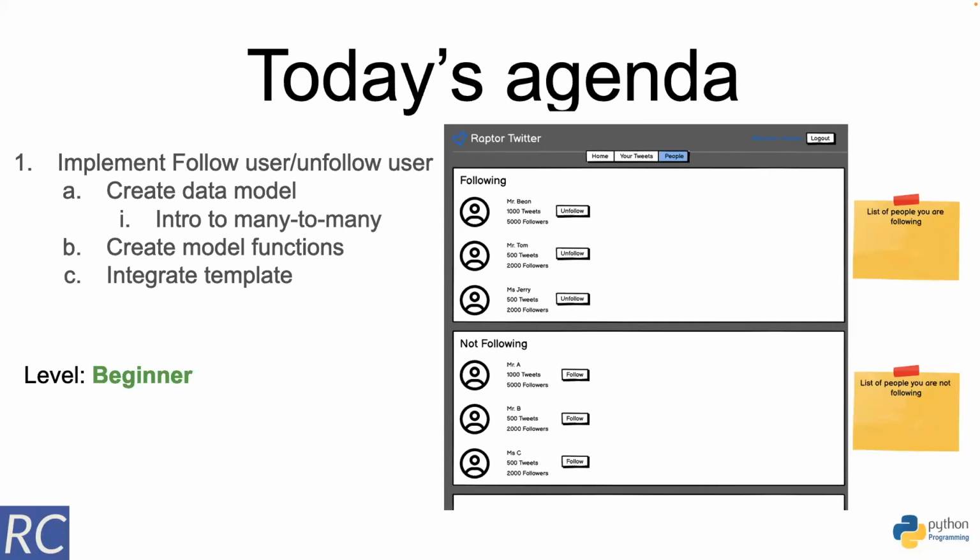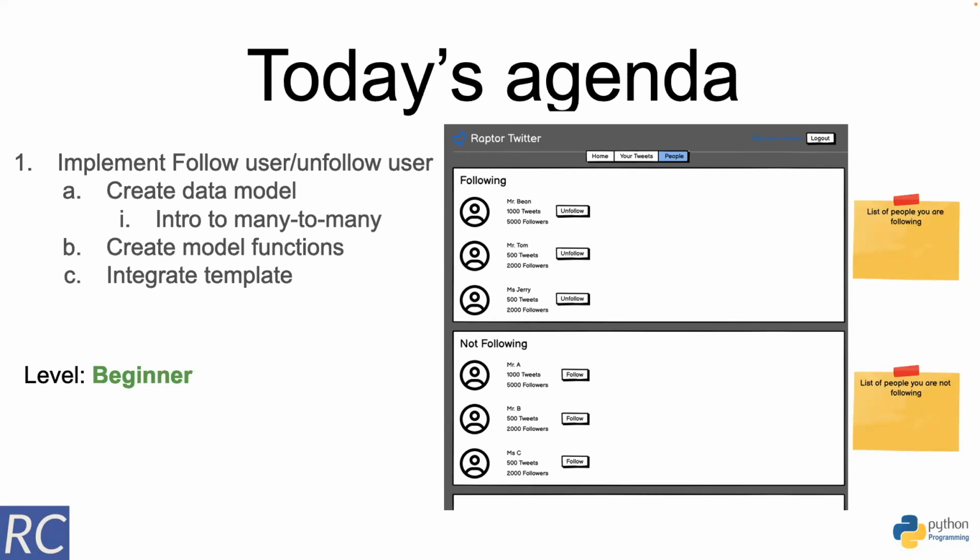In order to do that, we'll have to create the model to facilitate the follow/unfollow feature, which in turn will talk to the database that will have a many-to-many relationship. So we'll learn a little bit about many-to-many as well today. We'll create more model functions, like I said, to build the API for the application to make calls to those APIs and actually do the job. And then we'll integrate the template, which is in Jinja 2.